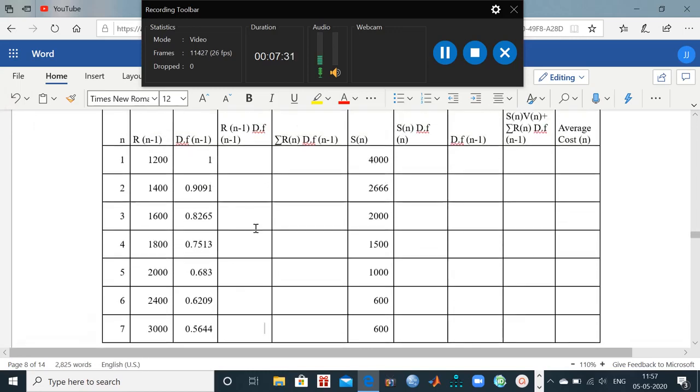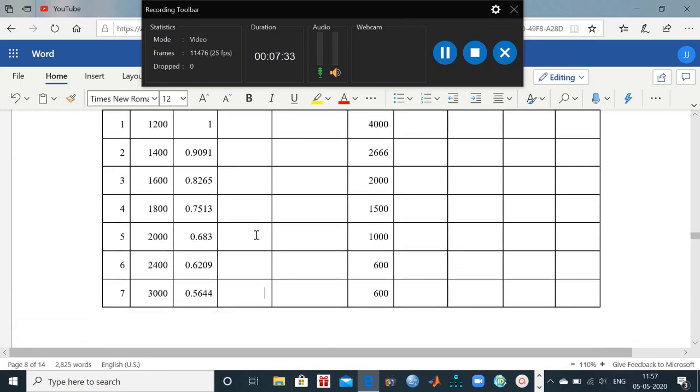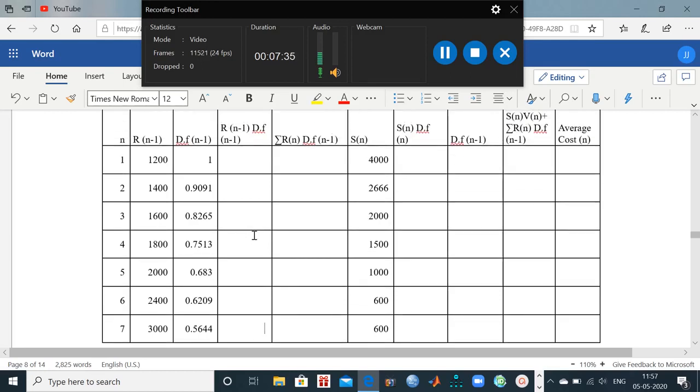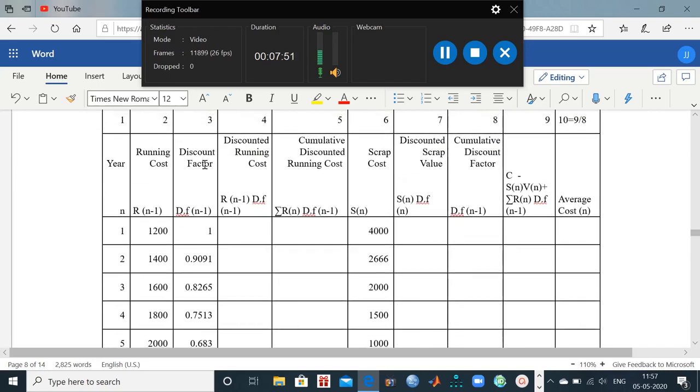So have a look at this. So this is what we have here. The first year's discount factor is 1, so the second year it is 0.9091, and then 0.83 or 0.8265 and so on. Now the third column is about the discounted running cost, which is running cost multiplied by the discount factor.